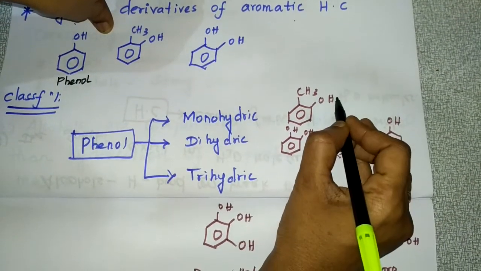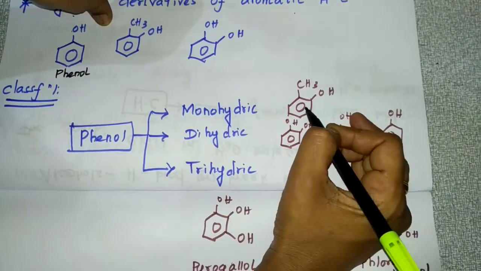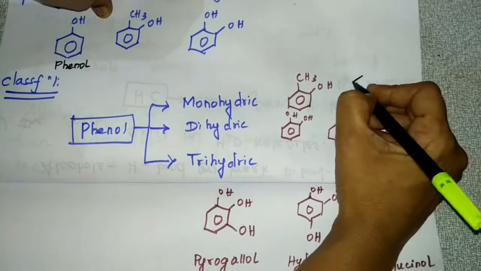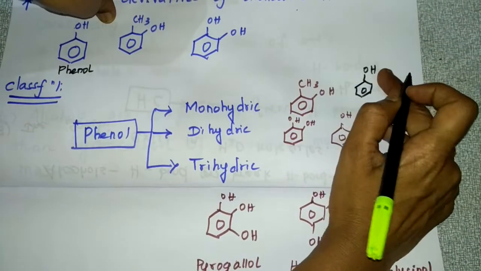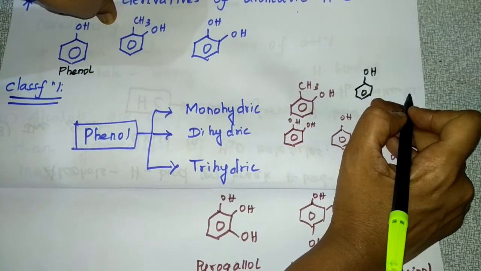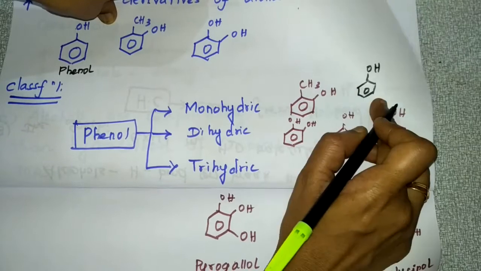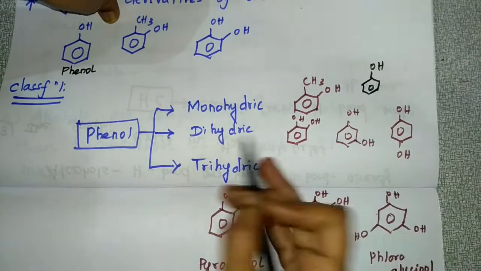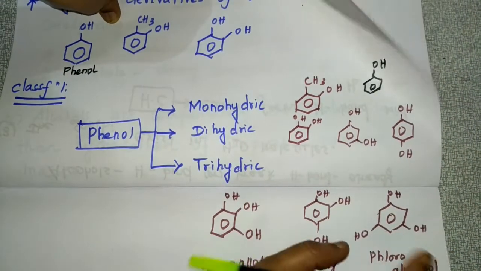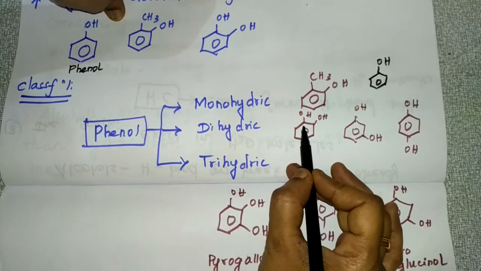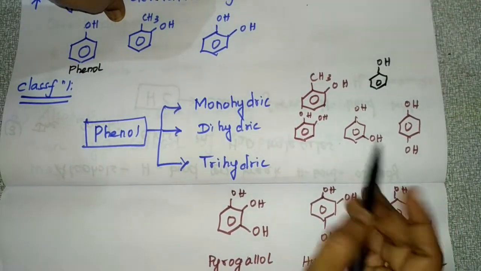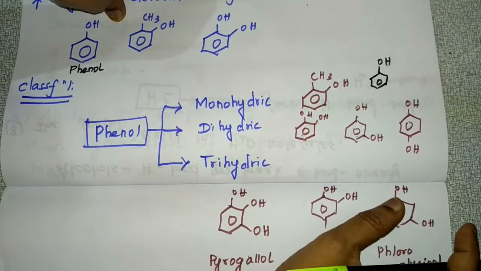If you take this example, only one OH group is attached to this aromatic ring. And you can take phenol also as an example. So only one OH group is attached to the aromatic ring. So these are examples for monohydric phenol. Dihydric phenol. What do you mean by dihydric phenol? Two OH groups directly attached to the aromatic ring. So that is dihydric phenol. So these are the examples for dihydric phenol.